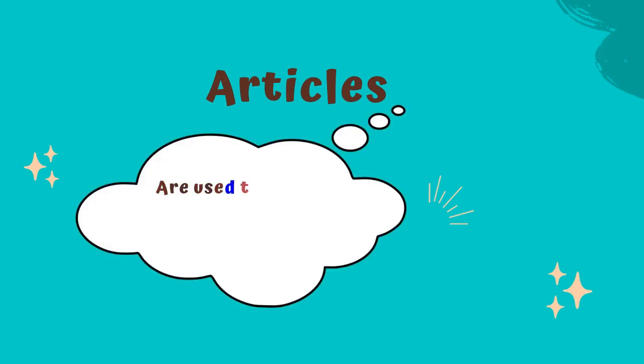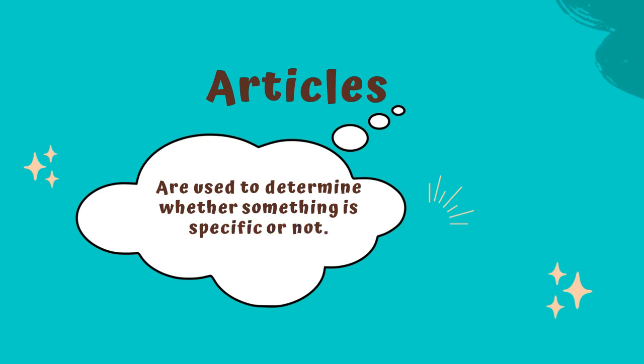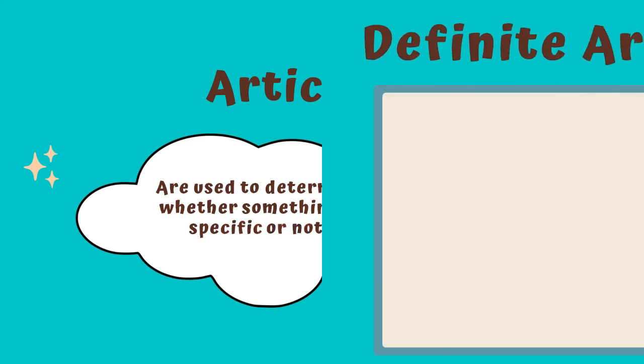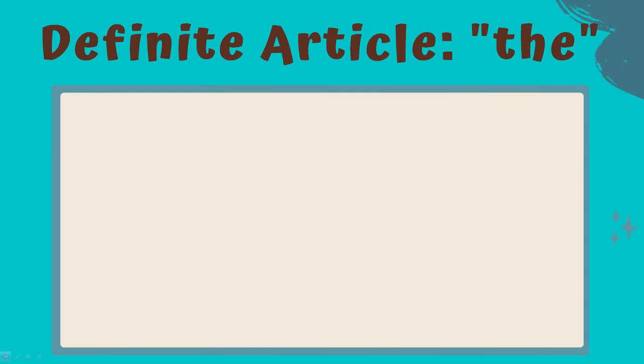And now let's move on to our last type, which is the articles. Articles are used to determine whether something is specific or not. We have two types of articles. We have the definite article, the. It defines something specific, something that has been mentioned before.